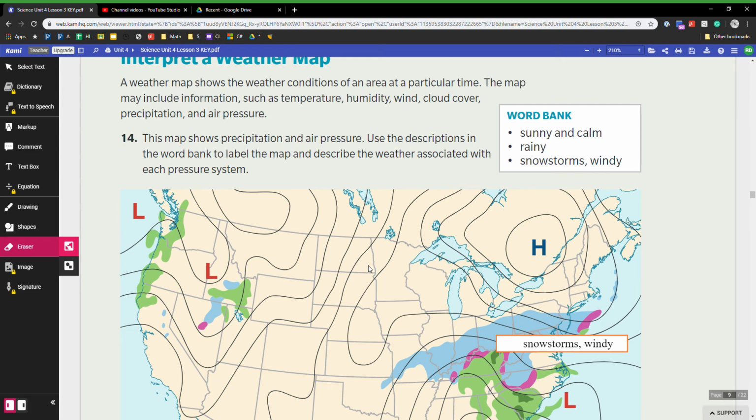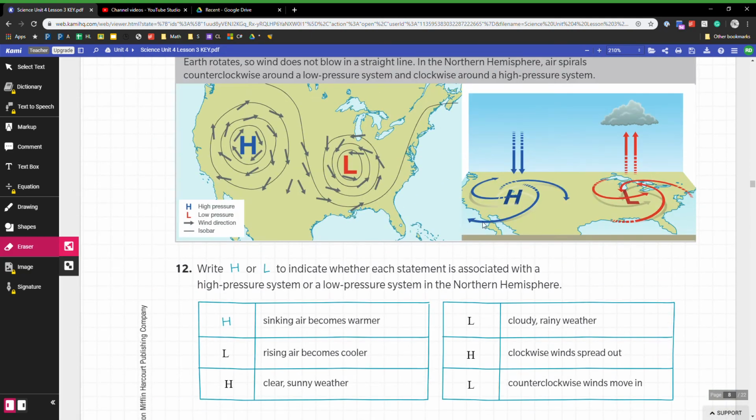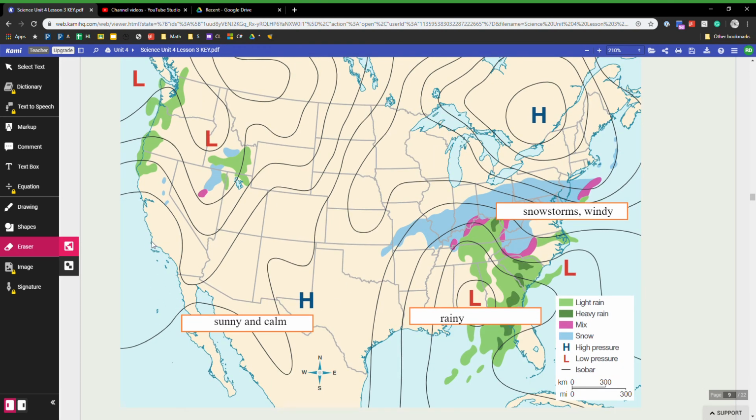Interpreting a weather map. You have to put these word bank answers on this weather map. Here you can see this is a high pressure system, and just like it says up here, high pressure is going to be clear, calm. So it's going to be sunny and calm. Also, you don't see all these isobar lines. These lines are called isobars, which means that the wind isn't changing as much.